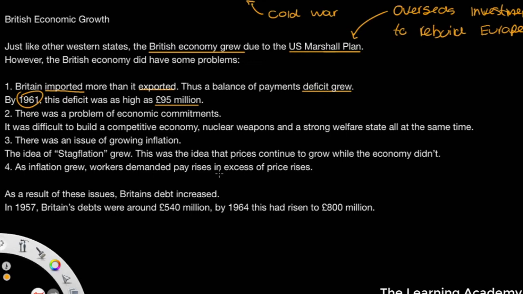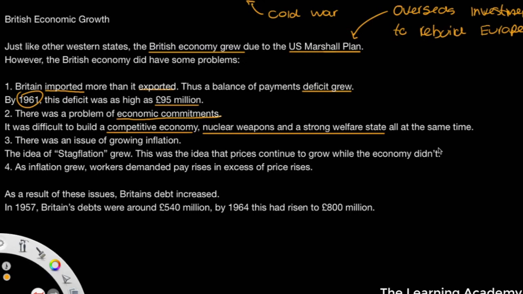And there was also a problem of economic commitments. It was very difficult to commit economically to a number of different promises that were all very expensive. So they were trying to build a competitive economy that had nuclear weapons and a strong welfare state all at the same time. They were trying to be competitive on the world stage economically because of the changing nature of the planet during this period of time, with the emergence of superpowers like the US and the USSR. We also have the heavy investment in nuclear technology and the development of nuclear weapons, partly to stay on top of the race, to try and stay within that sort of top three when it comes to the Cold War.